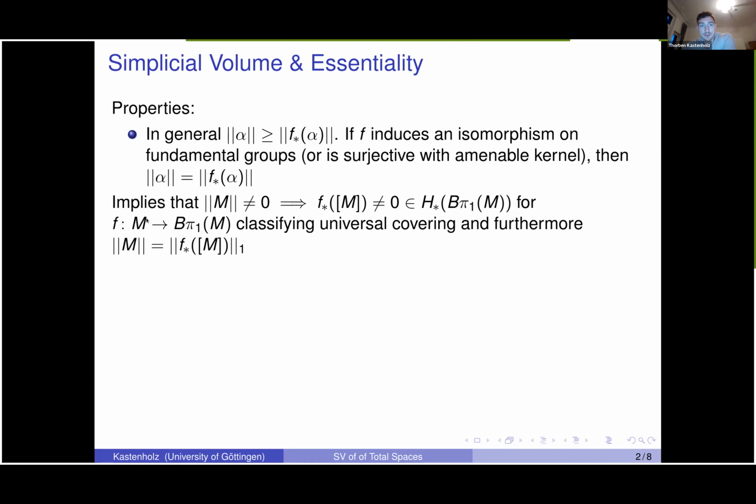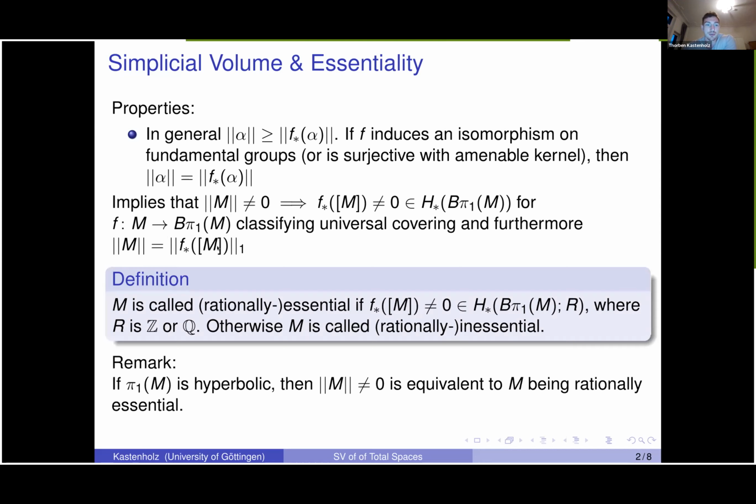Because of course the map from M to B pi 1 of M is an isomorphism on pi 1, so it preserves the L1 norm, and the zero class has norm 0. So this gives us one motivation for the following definition, which is we call a manifold rationally or just integrally essential if the image of the fundamental class in the homology of the fundamental group is non-zero, and otherwise we call it rationally or integrally inessential.